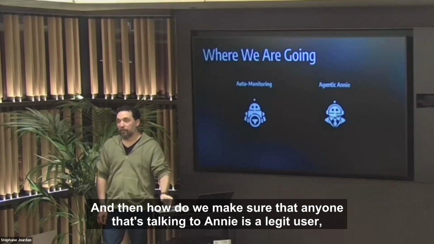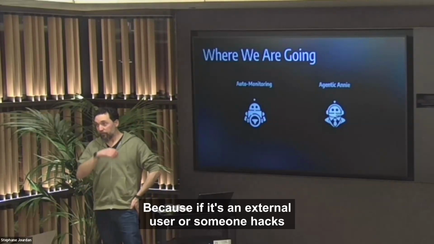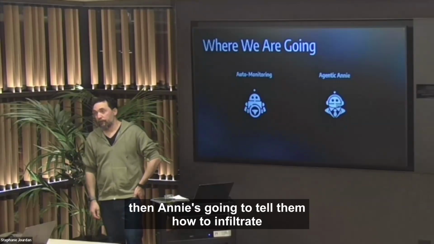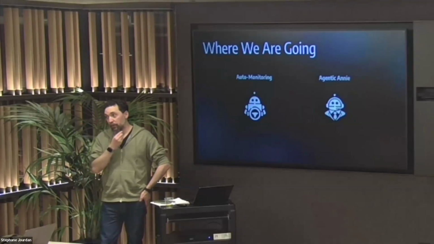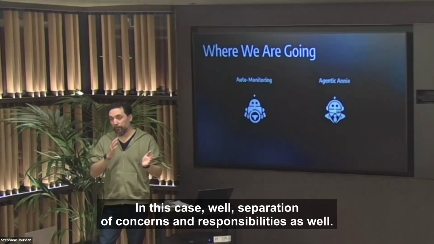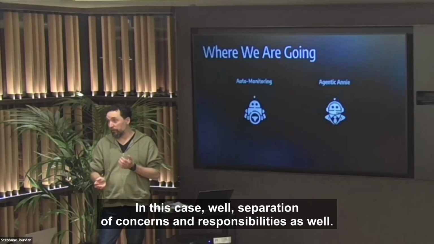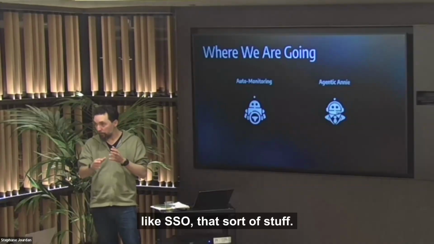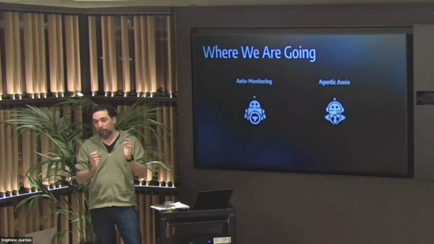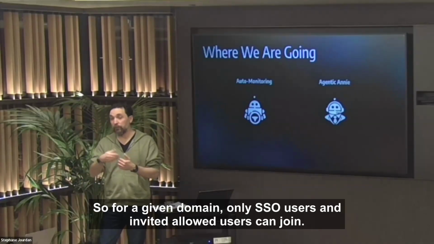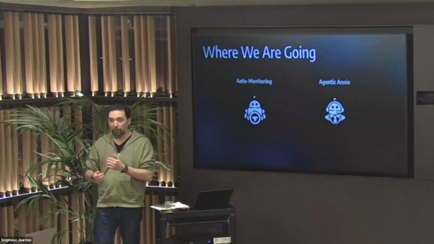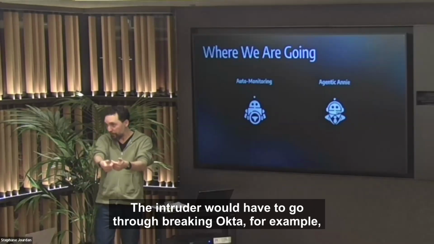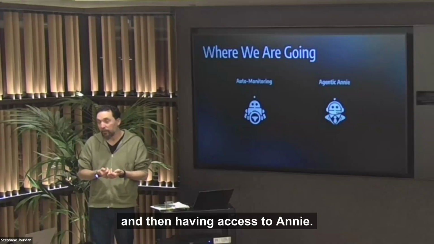And then how do we make sure that anyone talking to Annie is a legit user, right? Because if it's an external user or someone hacks into Slack and then can ask infrastructure questions, then Annie's going to tell them how to infiltrate the whole infrastructure, right? You're right. In this case, there is separation of concerns and responsibilities as well. On the infrastructure side of our customers, we have SSO, that sort of stuff, so not anyone can join. For a given domain, only SSO users and invited logged users can join. So it would be really hard. The intruder would have to go through breaking Okta, for example, and then get access to Annie.